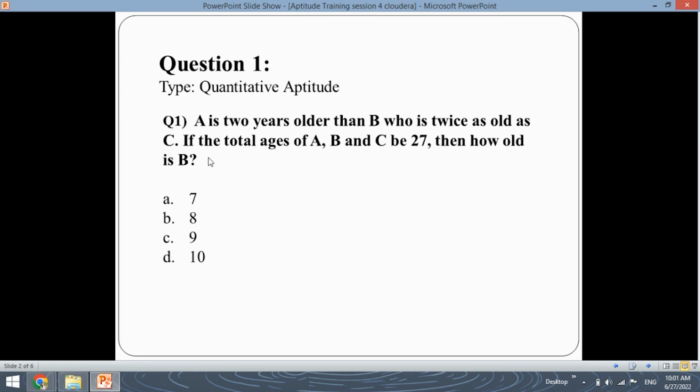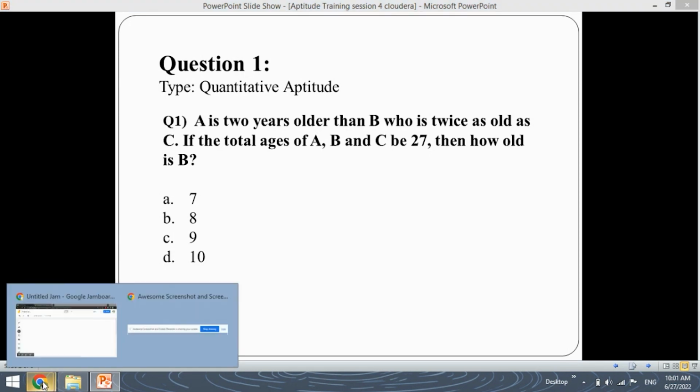So we have been given three conditions. First, A is 2 years older than B. Second, B is twice as old as C, which means B is 2 times as old as C. And the total ages of A, B and C are 27. Then we need to find out the age of B. So first let's formulate these three equations using some variables.